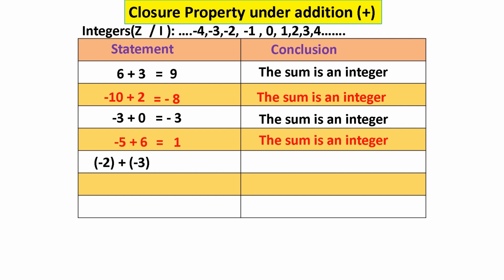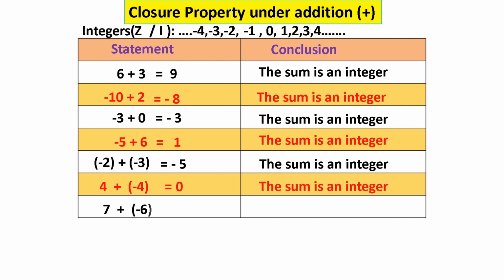Minus 2 and minus 3 are two integers. The sum of these two integers, we get minus 5. The sum is also an integer. And plus 4 plus minus 4, we get 0. 0 is also an integer. Therefore the sum of two integers is also an integer.